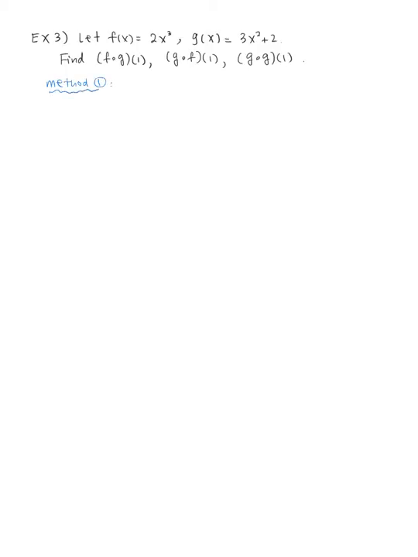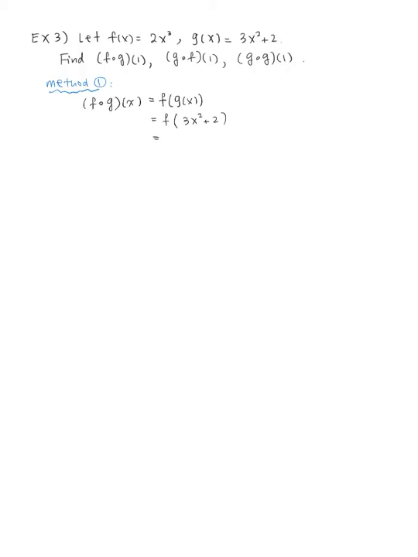Okay, method 1 is actually to compute f of g of x, then plug that 1 into that resulting function. So first, let me just go with f of g of x first. Then after we compute that function, we're going to replace x with 1. So first, let me just rewrite this as f of g of x. We're going to do the same thing as before. So this is f of 3x squared plus 2.